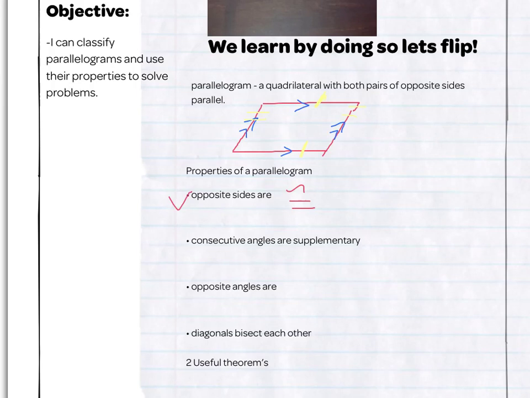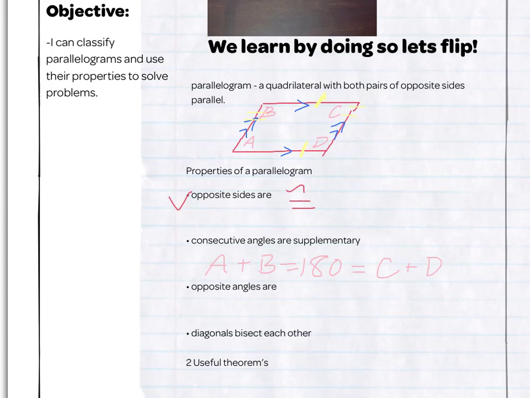Next one is consecutive angles are supplementary. That means I can pick two angles that are right next to each other. So let's pick two angles, say angle A and angle B. When we add angle A plus angle B, it's going to equal 180. Same thing for angle C here and angle D. C plus D also equals 180.